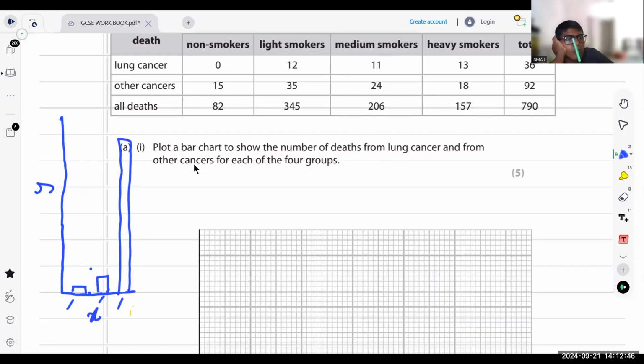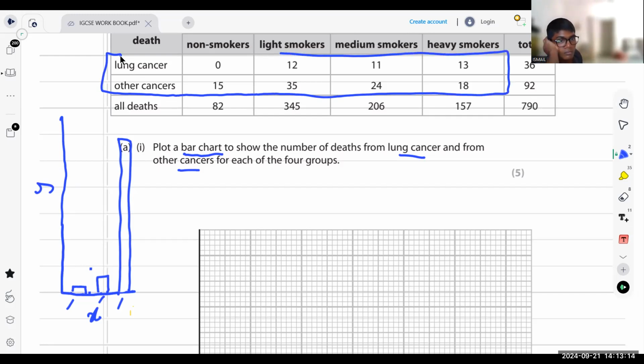Sir, how to plot lung cancers and other cancers and all deaths? Bar chart to show the number of deaths from lung cancer and from other cancers for each of the 4 groups. So then you have to show lung cancer and other cancer for 4 groups, meaning non-smokers, light smokers, medium smokers. So, sir, we don't need to draw all deaths. So you have to draw like this. The graph should be like this at the end.